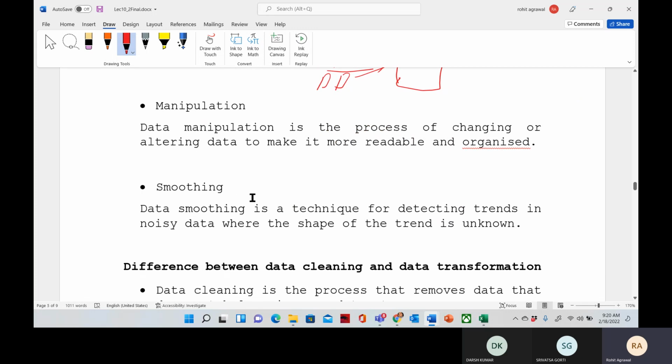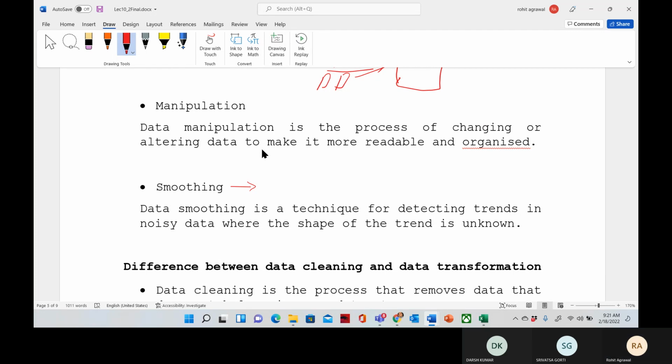Manipulation, smoothing is generally used in image processing. That means you need to remove the noise, or clean the noisy data. Manipulation is just changing or altering the data to make it more readable. So manipulation, smoothing. Clear? Can anyone tell me what is the difference between data cleaning and transformation?